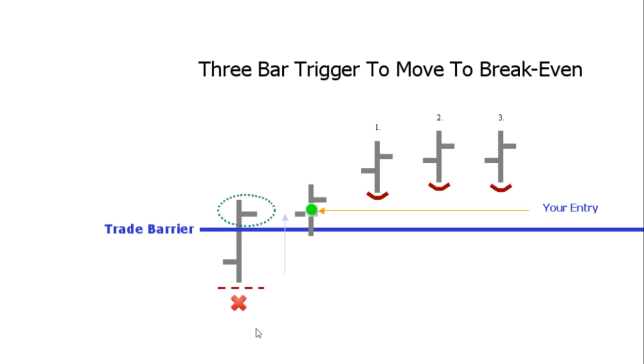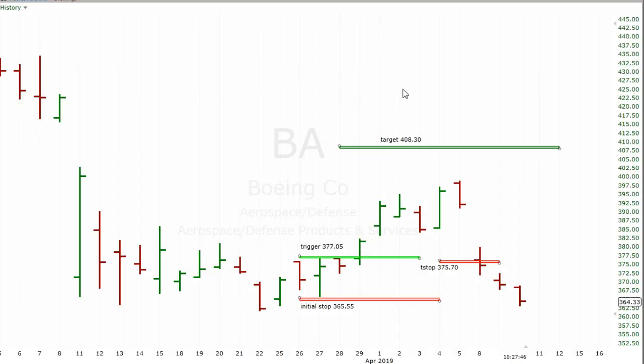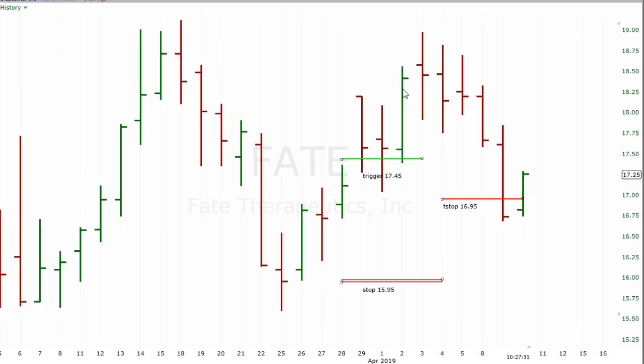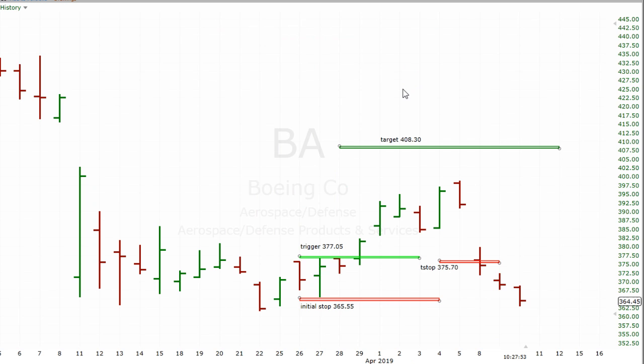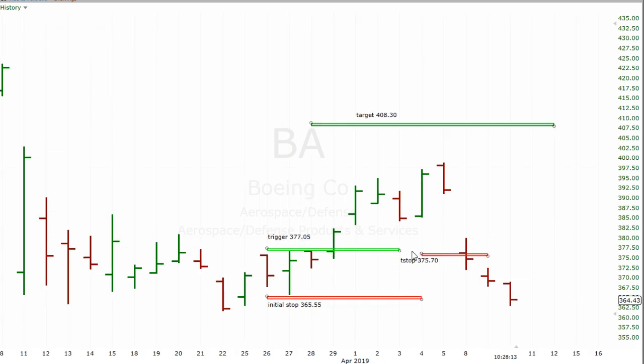In fact, we've had a bunch of recent examples. Let me pull one of those up. You mentioned, didn't Boeing, let's go back to the chart on Boeing. Didn't Boeing give us a 3 day? Yeah, absolutely, that's a good example. Now you had the little gap down on that one, but the system itself actually moved the stop up to not quite break even, but pretty darn close for a $375 stock. Talking a couple of bucks here, but yeah.